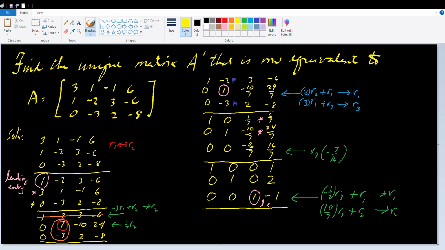And we see that this matrix is already in the reduced row echelon form. So therefore, the matrix A prime that we are looking for is the matrix 1, 0, 0, 1; 0, 1, 0, 2; 0, 0, 1, negative 1.